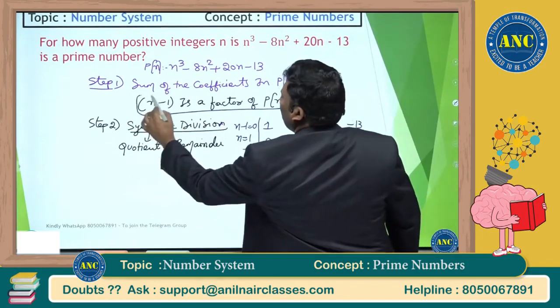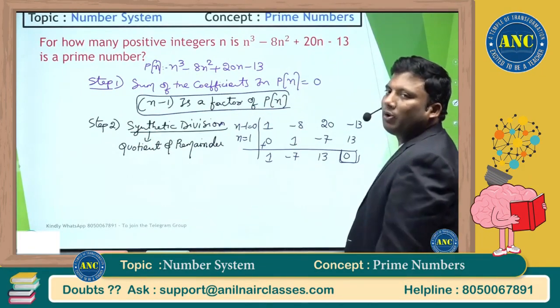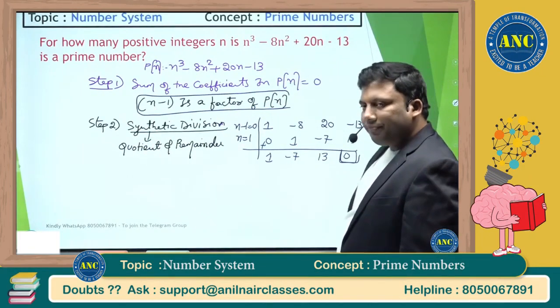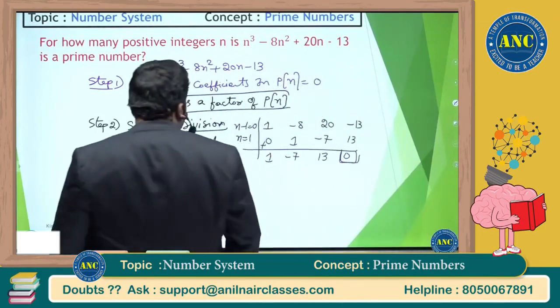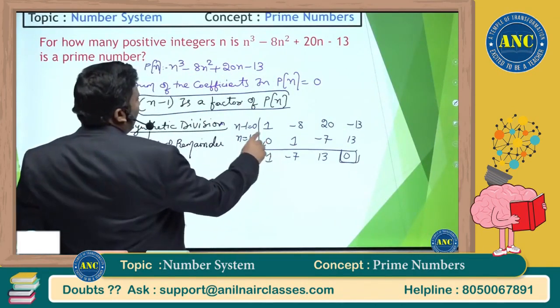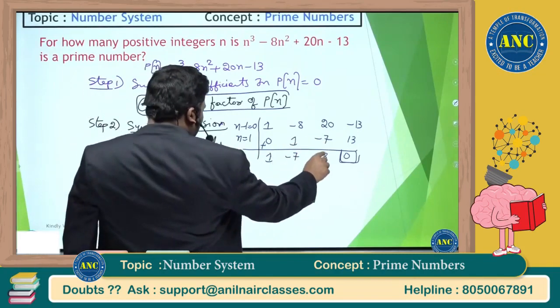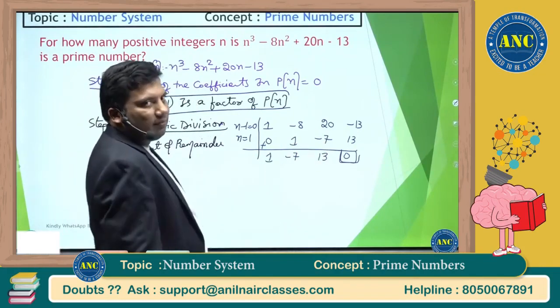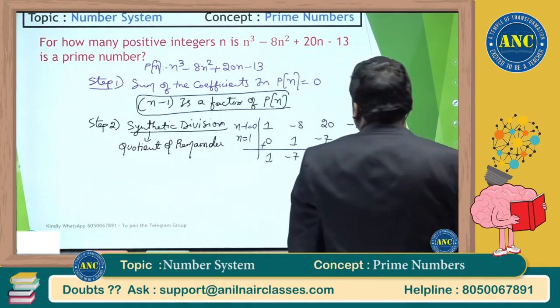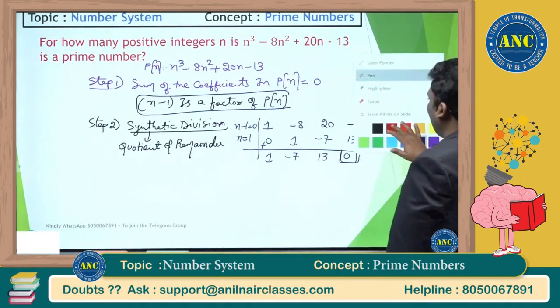That means n minus 1 is a factor, which we proved in step number 1. Again: 1 plus 0, 1. 1 ones are 1. Minus 8 plus 1, minus 7. 20 minus 7, 13. 13 ones are 13. 13 minus 13, 0. I hope it is clear.